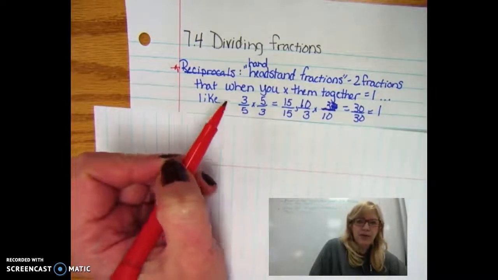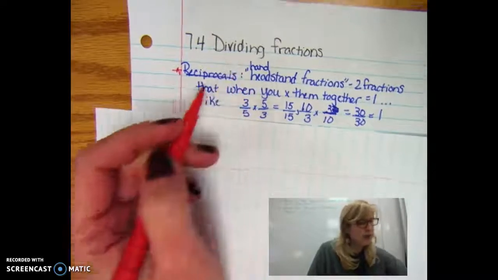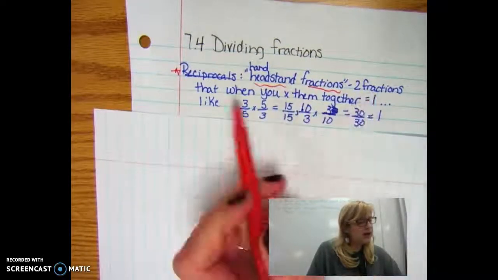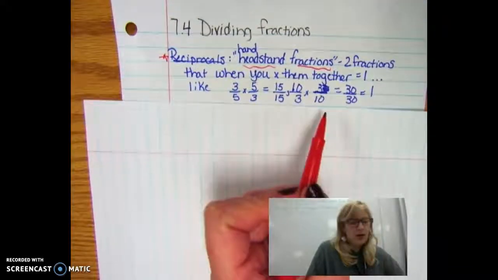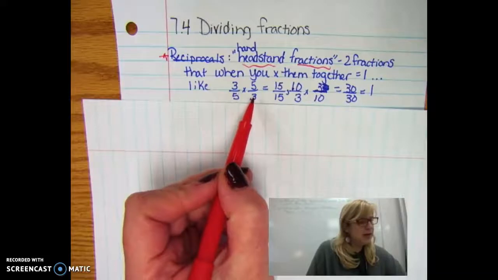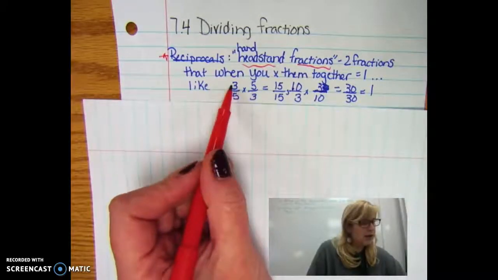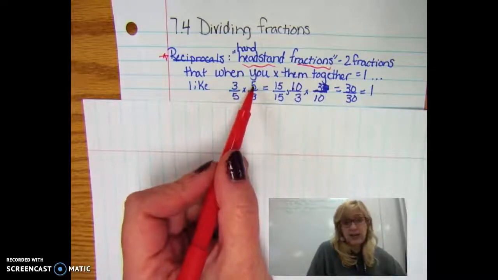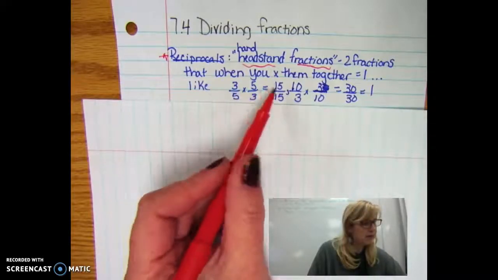Now, a reciprocal is a headstand or handstand fraction. That's the way I like to explain it to kids first. It's two fractions that when you multiply them together are going to equal 1. So if I take 3/5 and 5/3 and multiply them, I get 15/15, which is 1. Notice that 3/5, if it stood on its head or its hands, if it had them, it would be 5/3. It's just a flip. The second one flipped.